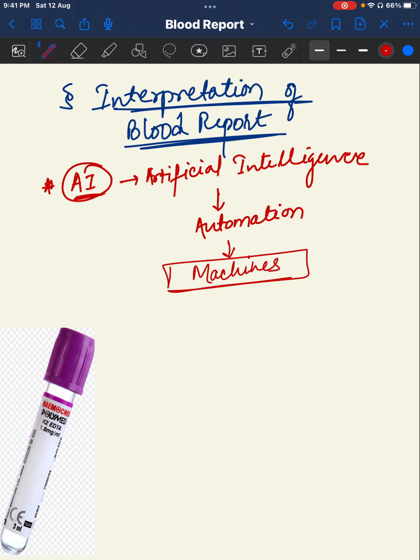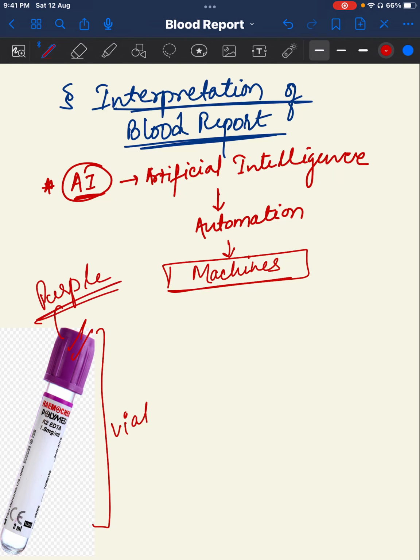So this is the vial. This is called the sample vial. Remember, this has a purple stopper at the top. This is the purple cap vial. It has K2 EDTA. EDTA is ethylene diamine tetraacetic acid. That's the reagent it has for the storage of blood.